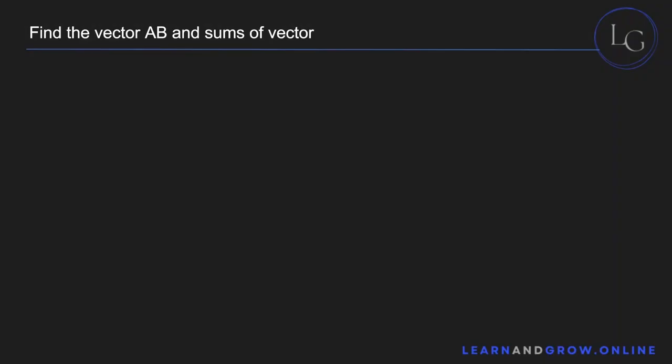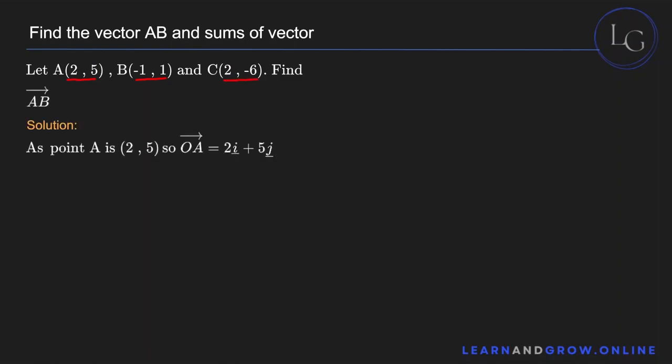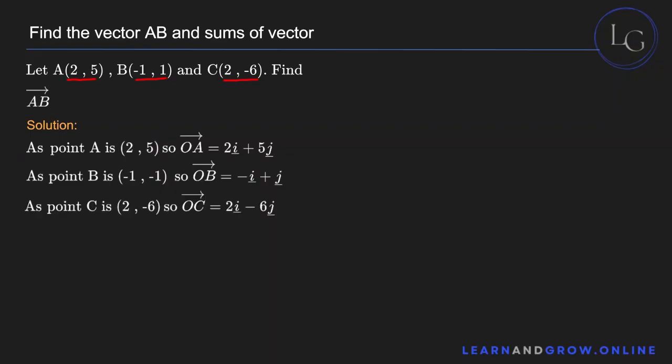Let's find the vector AB and sums of vectors. This basically is the use of the properties of vectors that we discussed earlier. It says that we have the point A at 2, 5, so 2 on the x-axis, 5 on the y-axis, B at -1, 1, and C at 2, -6. We need to find the vector AB. That's pretty simple. First, you must remember this: AB is equal to OB minus OA. OB is the position vector of B, OA is the position vector of A.